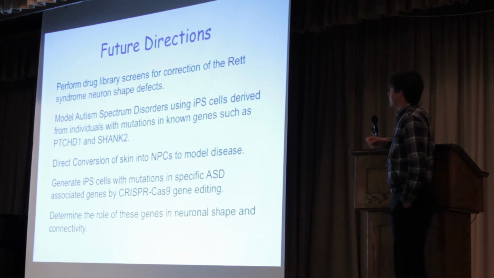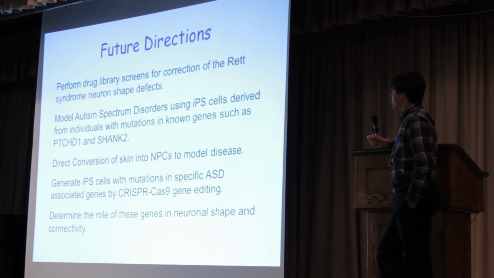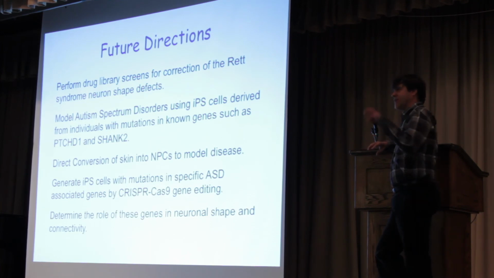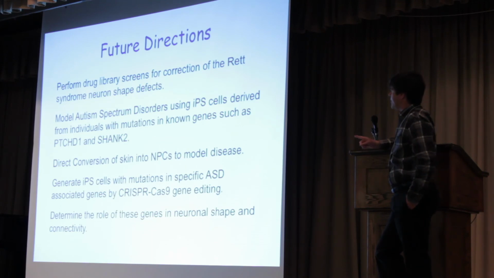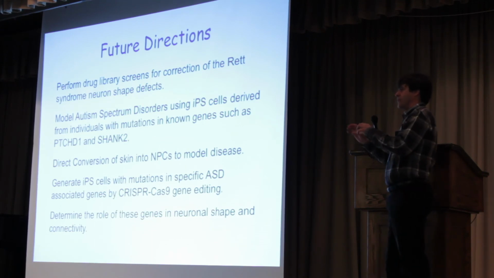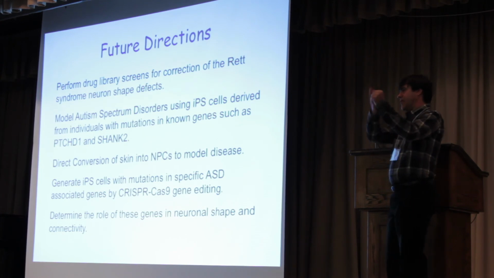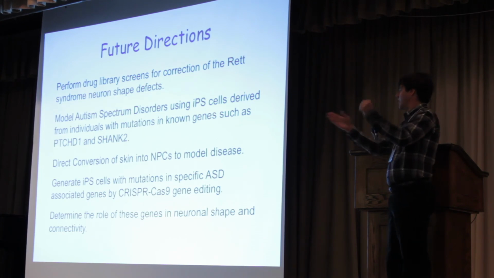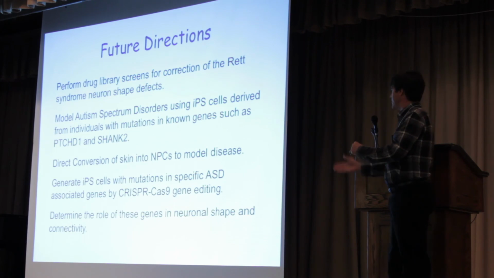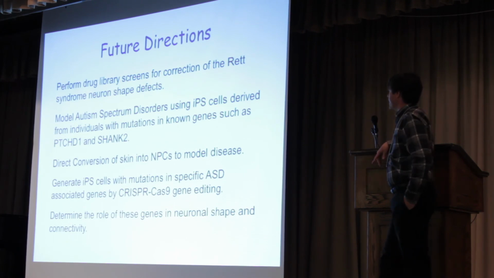Some additional directions that we're working on is, rather than going all the way back to induced pluripotent stem cells like an early embryo, you might be able to directly convert skin into the neural progenitor cells. So instead of going all the way back to an embryo and then reconstituting neural development, you can just go to neural progenitor cells and make neurons.